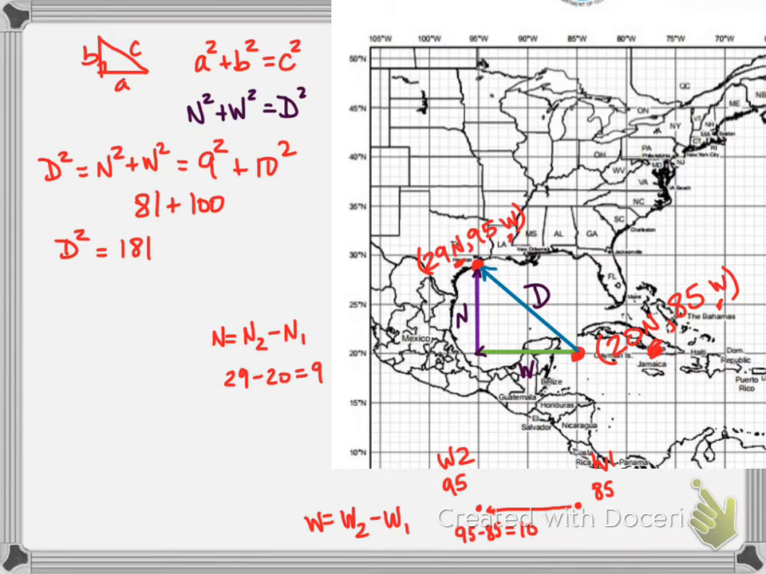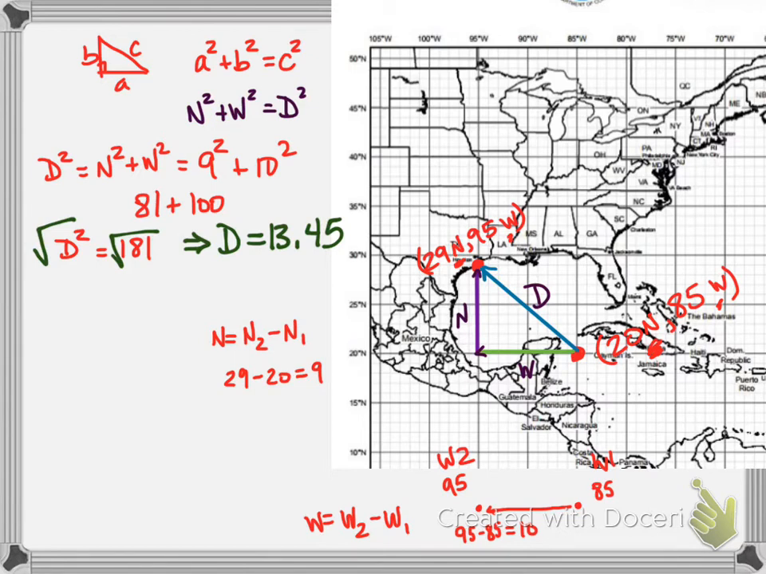We don't want d squared. So to get rid of the square, we square root both sides. And if we do that, we end up with d equals 13.45. Okay. That's the whole process. That's the whole thing we're going to do.